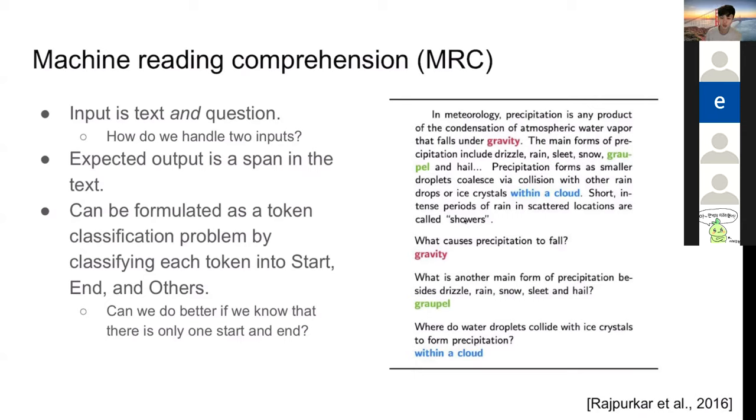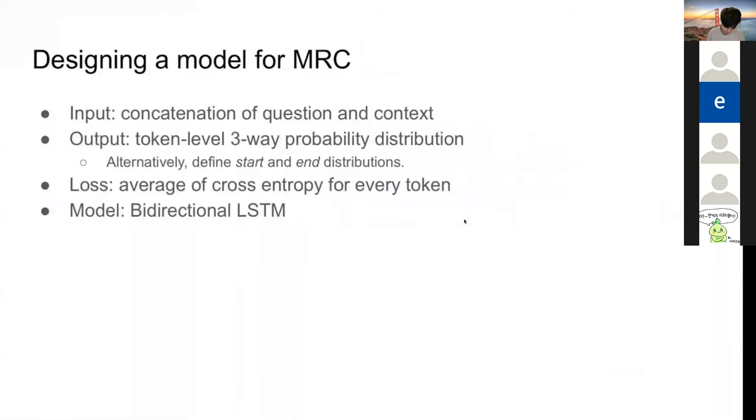So we can instead just predict where the start is and where the end is, and others. You can do this token level classification, whether each token is start or end or others, but maybe an even better way usually is to instead create a probability distribution for each start and end. So that's actually a very popular way. But other things are quite similar.